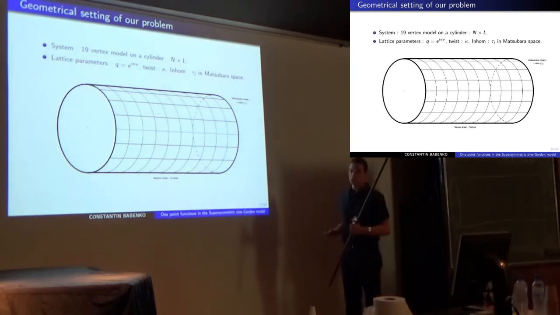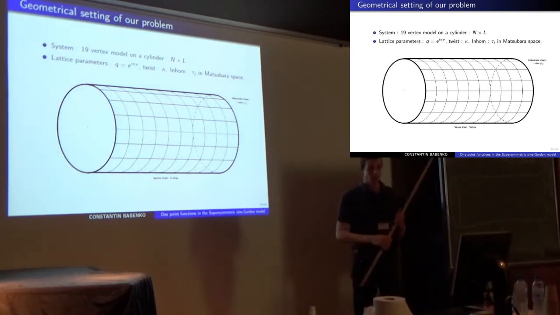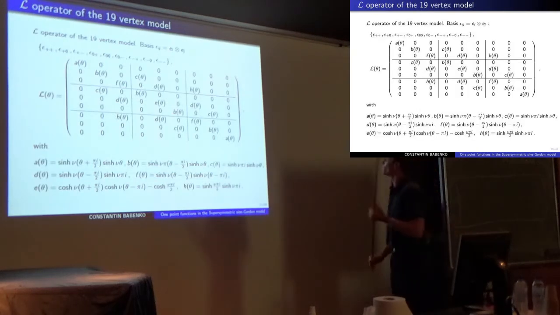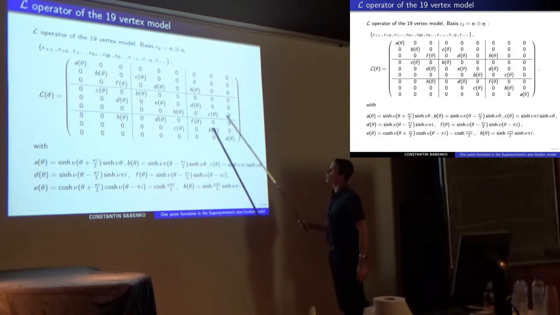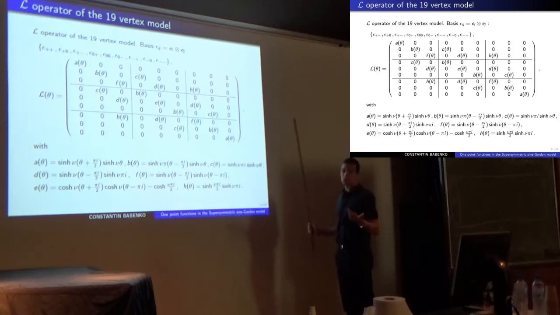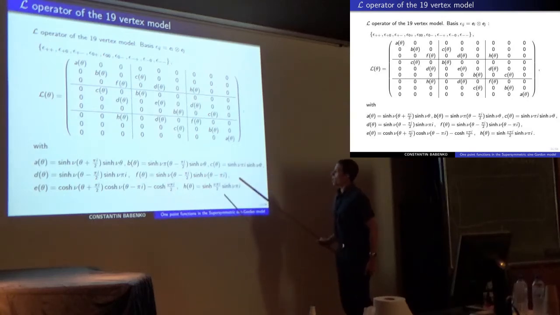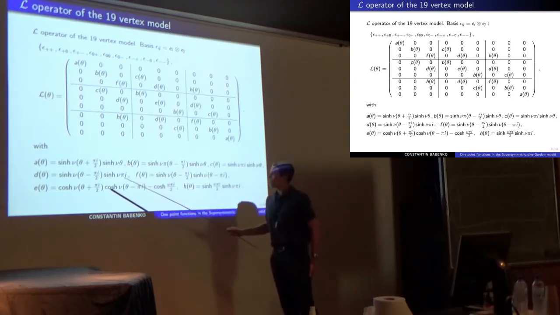So you have this cylinder. There is this 19-vertex model which is wrapped along this cylinder. This model is integrable, so it has this R matrix. It's 9 by 9, which is normal because it's a spin-1 model. And the weights are summarized below. And here you see stuff of the form plus minus pi i over 2.